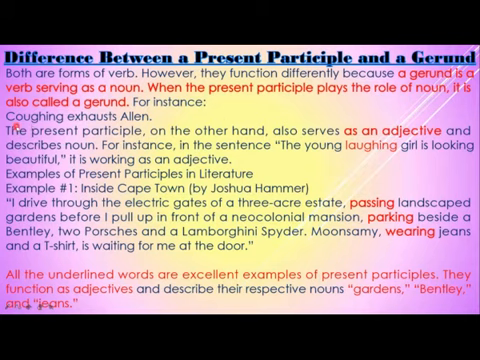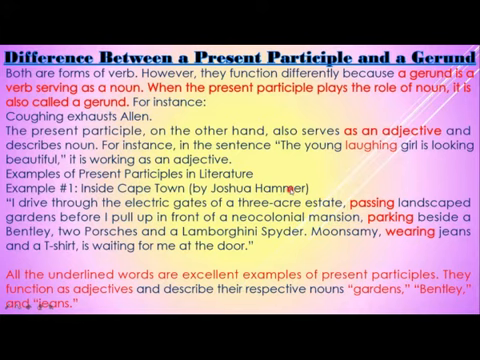For instance, "Kirsten exhausts Ellen." The present participle, on the other hand, also serves as an adjective and describes a noun. For instance, in the sentence, "The young laughing girl is looking beautiful," it is working as an adjective.